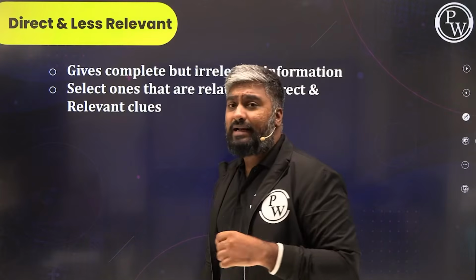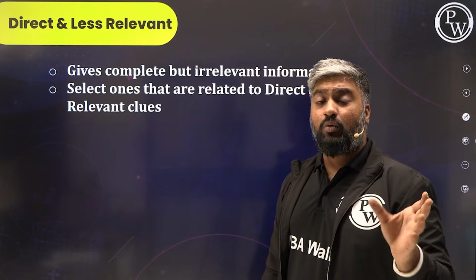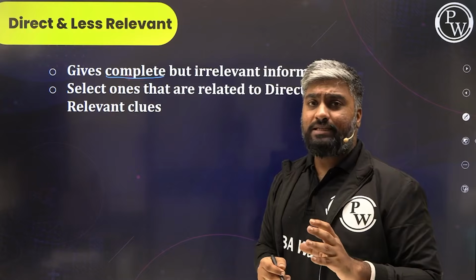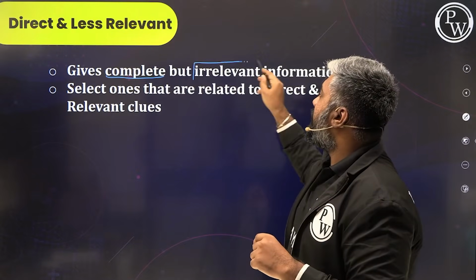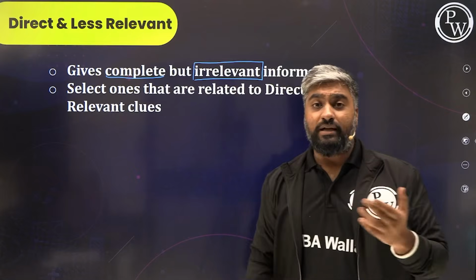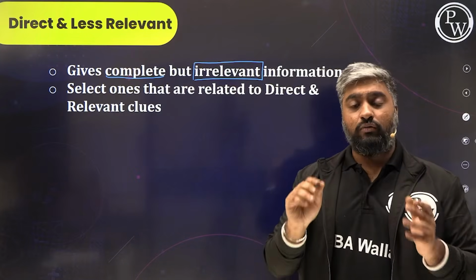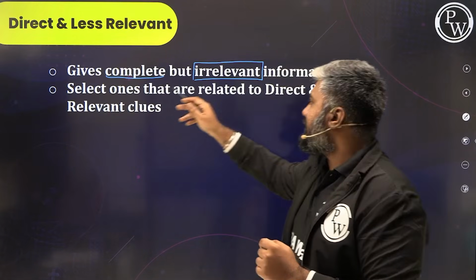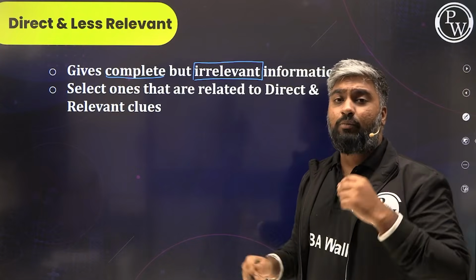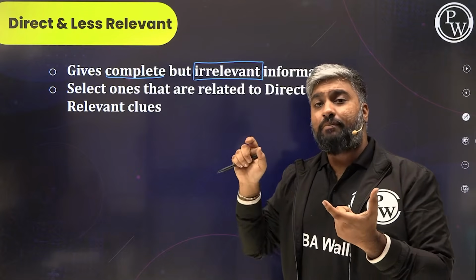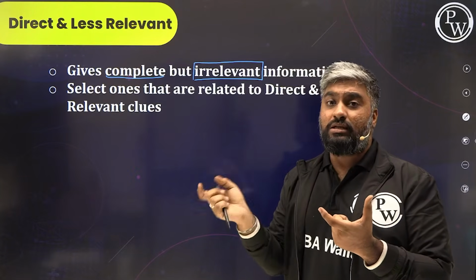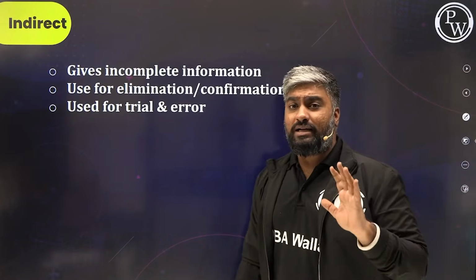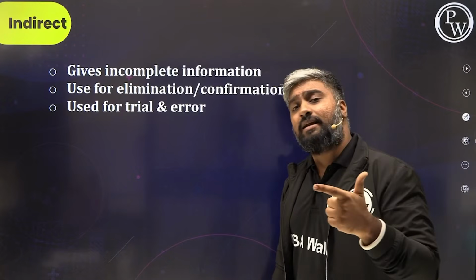Let's talk about direct and less relevant. So we understood direct clues, but what are less relevant ones? The ones that give you complete information. The information will be complete, but that may not be relevant to the approach that you've picked, right? So that clue is also necessary, but those will be used later. Select the ones that are related to direct and relevant clues. So if you are picking a direct, relevant clue, then pick the direct and less relevant clues relating to that. Don't worry about all this. I'll give you an example. I'll help you understand what a direct relevant, direct less relevant, and an indirect clue is.